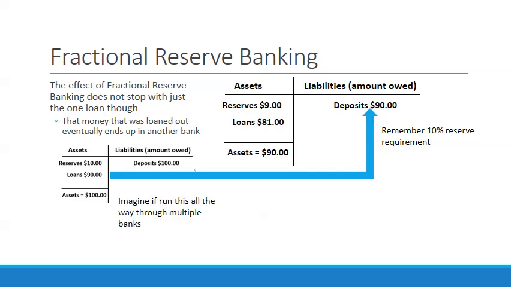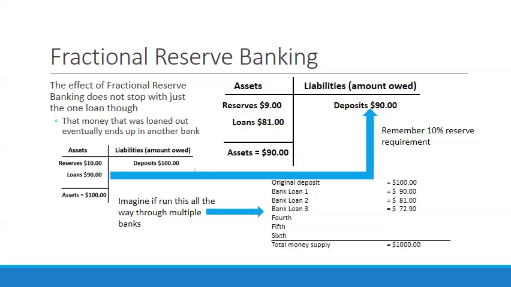So if you run this through multiple banks, this is how it could occur. Here's our original deposit of $100. The first bank loan goes to 90. The second bank is 81. The third is 72.90. And then we have a fourth, a fifth, and a sixth, and so on. As a result, the total money supply becomes $1,000. So $100 deposited with a 10% reserve requirement creates $1,000 in the economy. So the original $100 generated an extra 900 in the money supply. So you can see what happens here. That reserve requirement becomes extremely important in determining how much money actually ends up in the money supply.